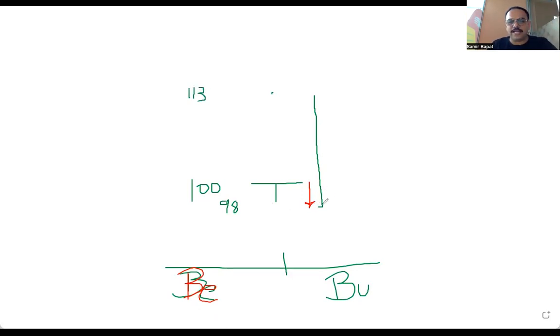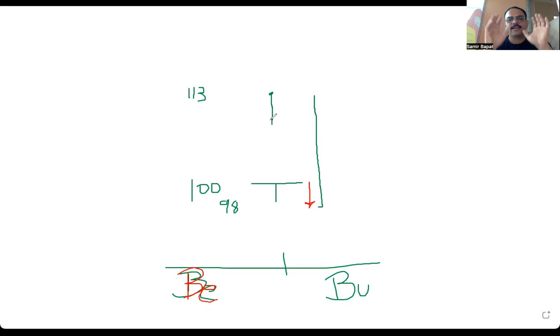So from 98 till the price went to 113, at this level, who was winning in the tug of war? Bulls. Correct. Bulls were winning. Then the bears said, yaar, badhiya price hai, 113 is a good price. Let's start selling. So some bears entered and then they pushed the price below, below, below.